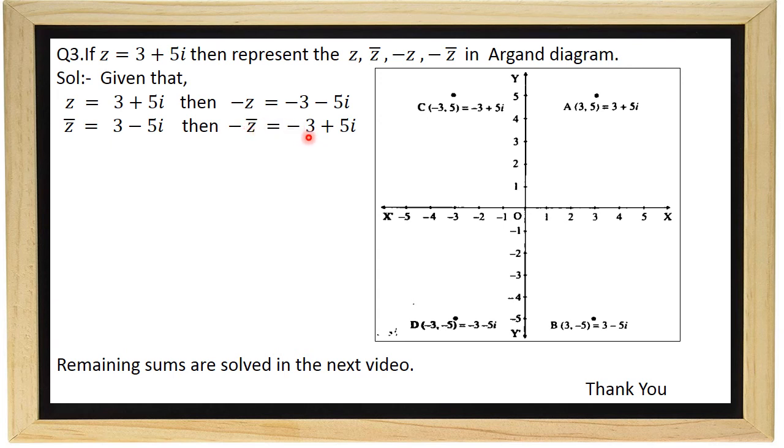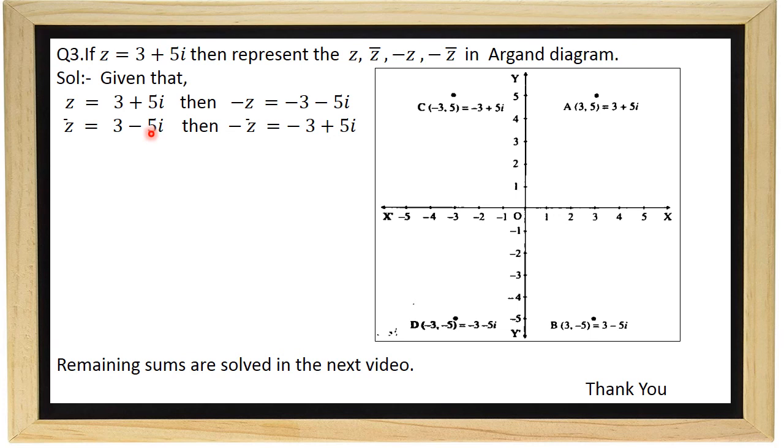Now we find the points corresponding to each complex number. First, z = 3 + 5i corresponds to the ordered pair (3, 5); both are positive, so the point lies in the first quadrant. Minus z is −3 − 5i, so the point is (−3, −5); both are negative, so it lies in the third quadrant. And z conjugate is 3 − 5i, where the real part is positive and the imaginary part is negative, so it is in the fourth quadrant.